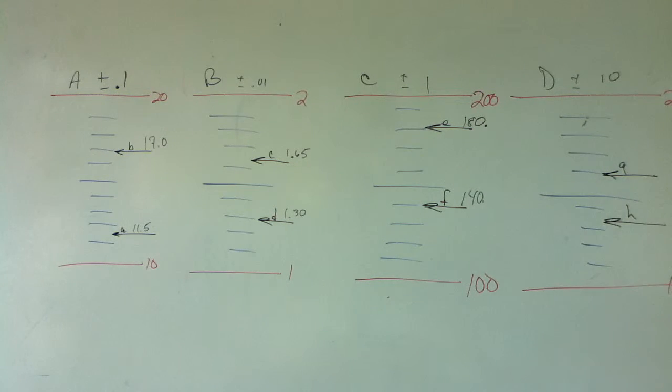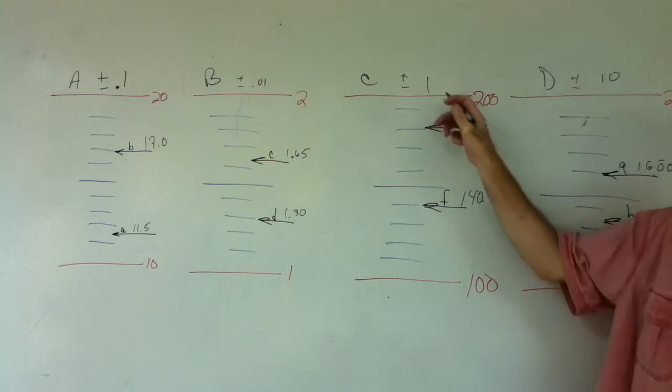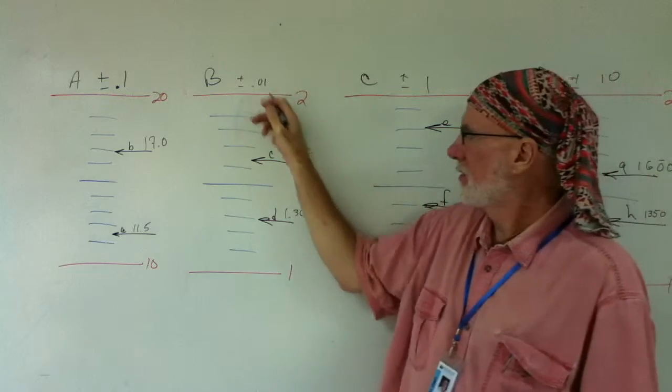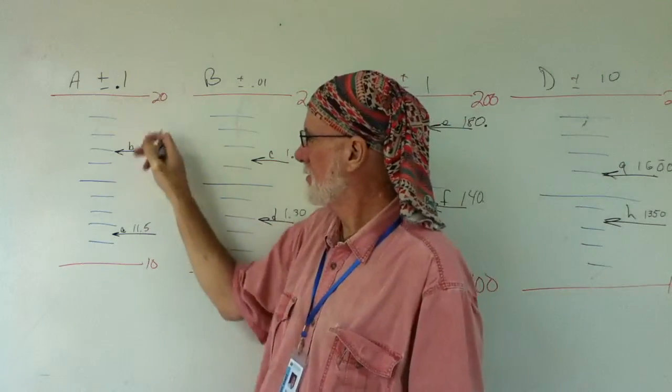What about this one? G. 1,000. 1,600. What about this one? 1,350. What is it? 350. Okay, see that? Tens place? So that's tens place, right? Ones place. Hundreds place. Tens place.